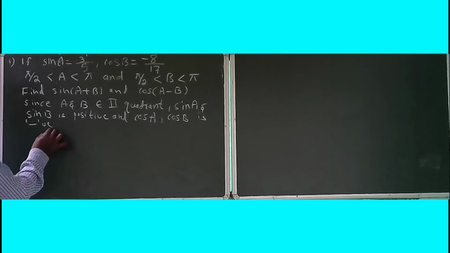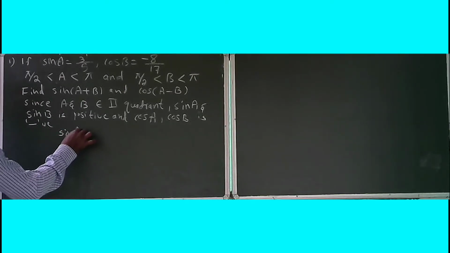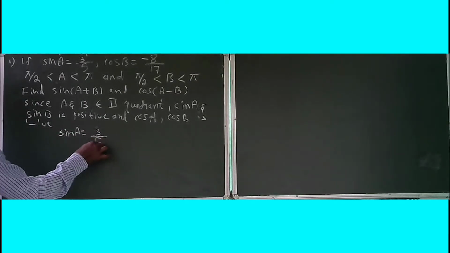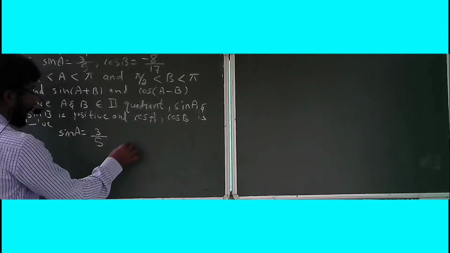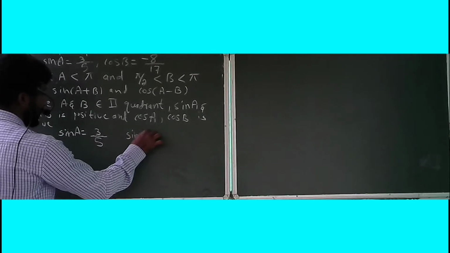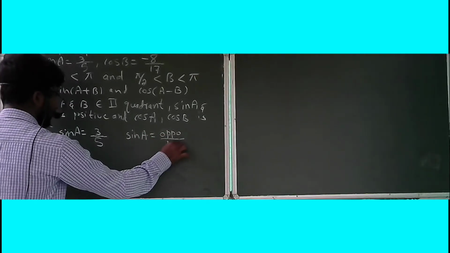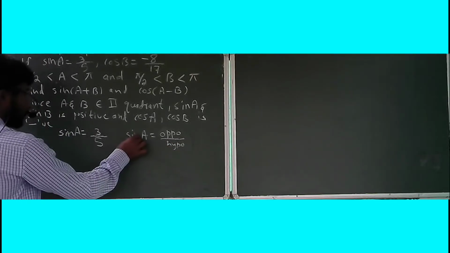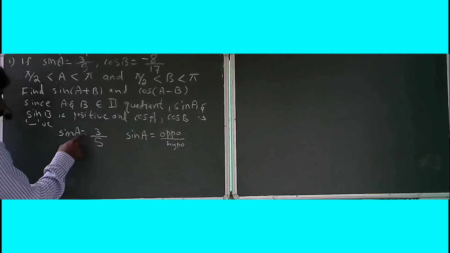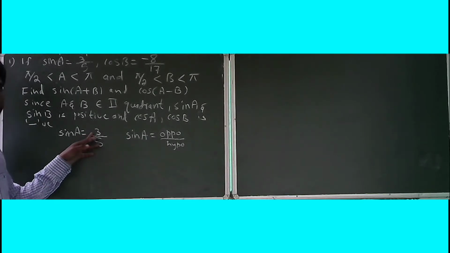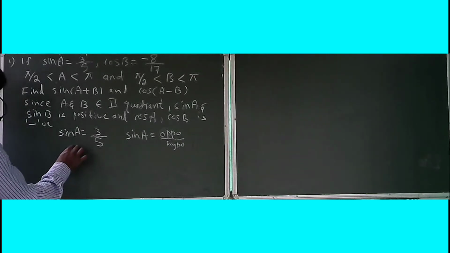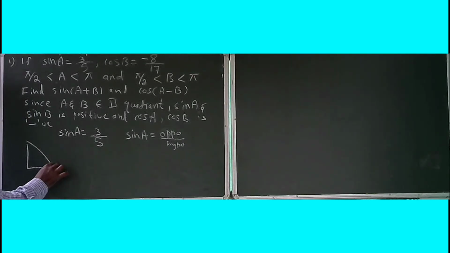Okay. First see, sin A is equal to 3 by 5 is given. If you consider this triangle, what's the formula? Sin A is equal to opposite divided by hypotenuse. What's the opposite value? Opposite value is equal to 3. Hypotenuse value is equal to 5, right? So if you draw the triangle here, opposite length is equal to 3 and hypotenuse length is equal to 5.